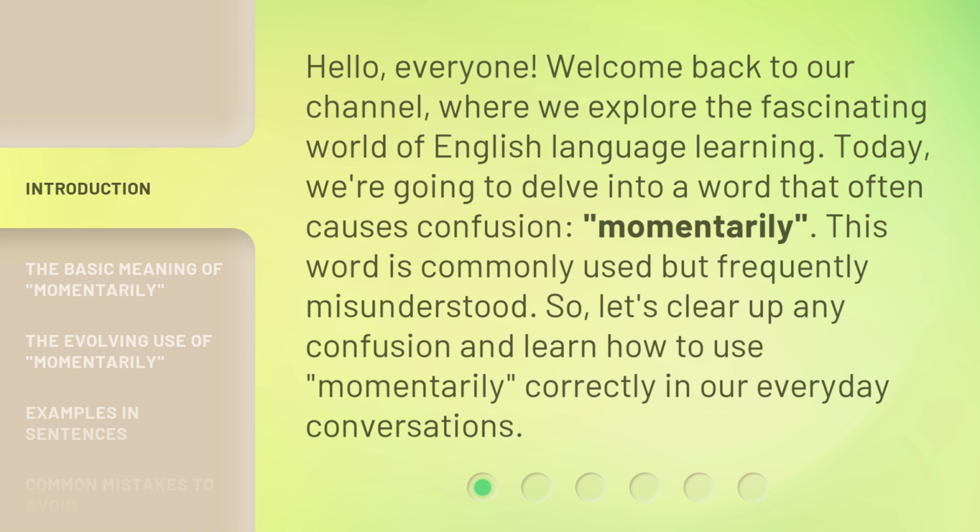Today, we're going to delve into a word that often causes confusion, "momentarily." This word is commonly used but frequently misunderstood. So, let's clear up any confusion and learn how to use "momentarily" correctly in our everyday conversations.